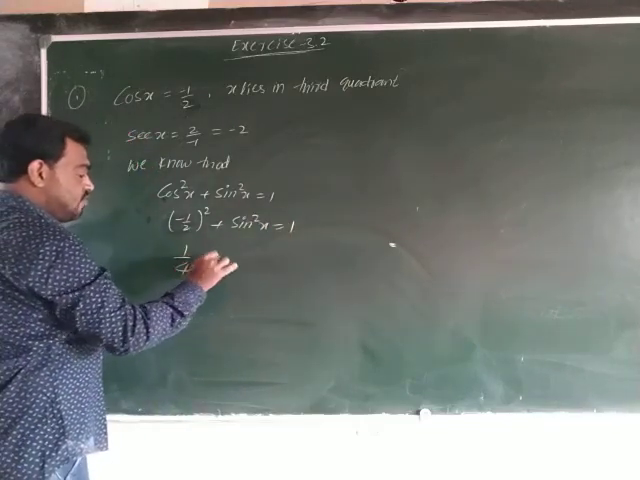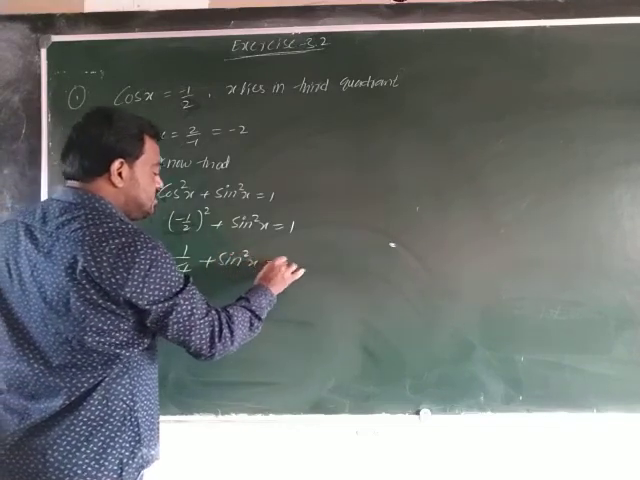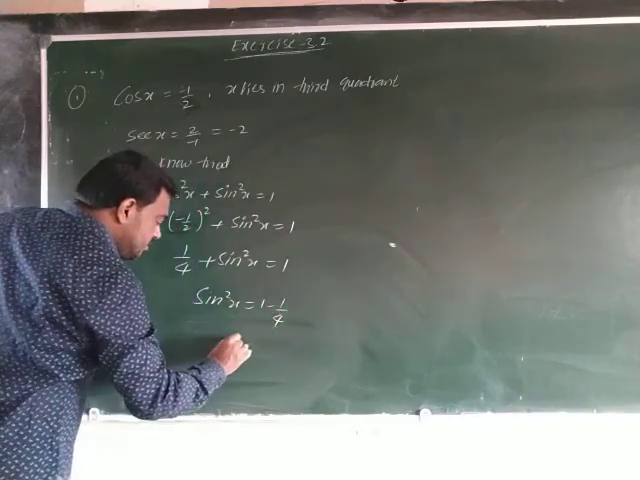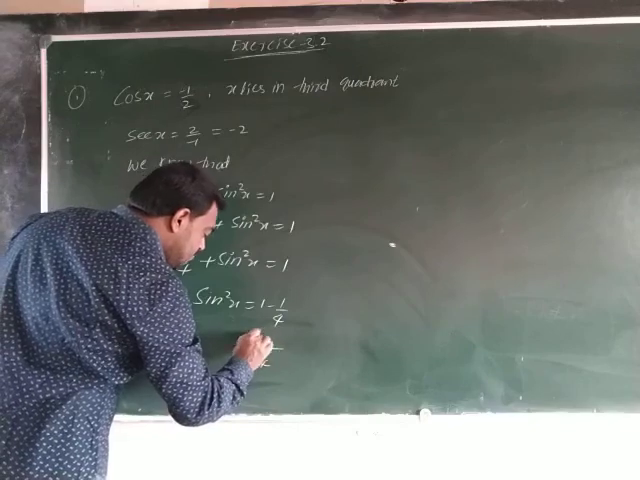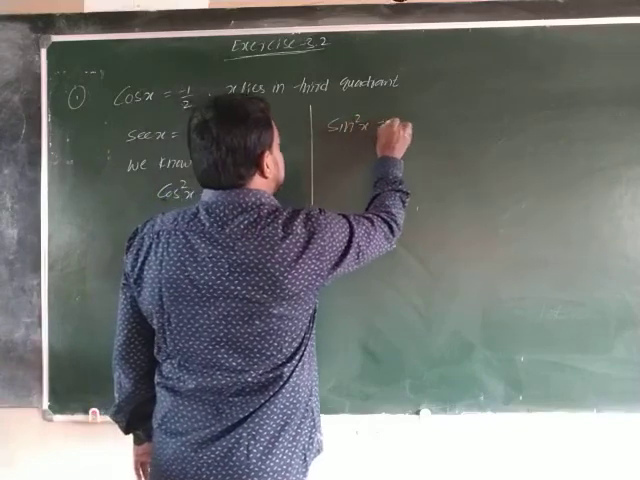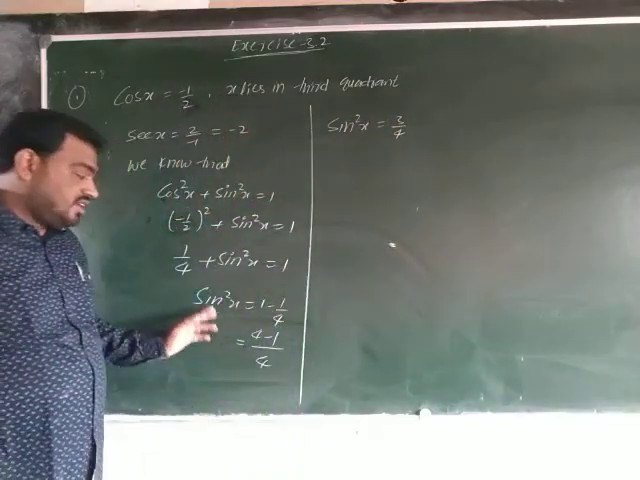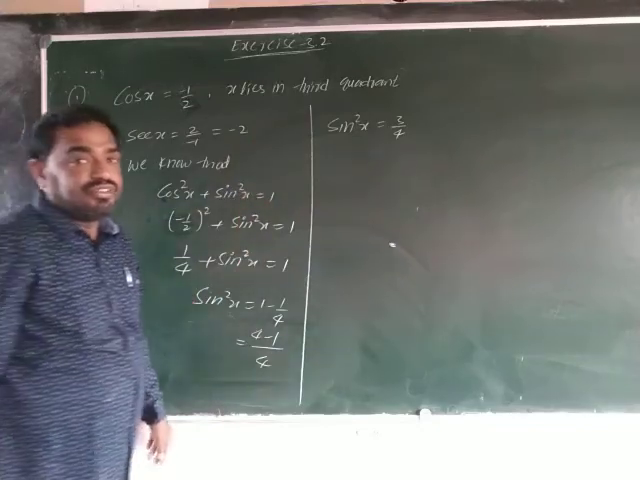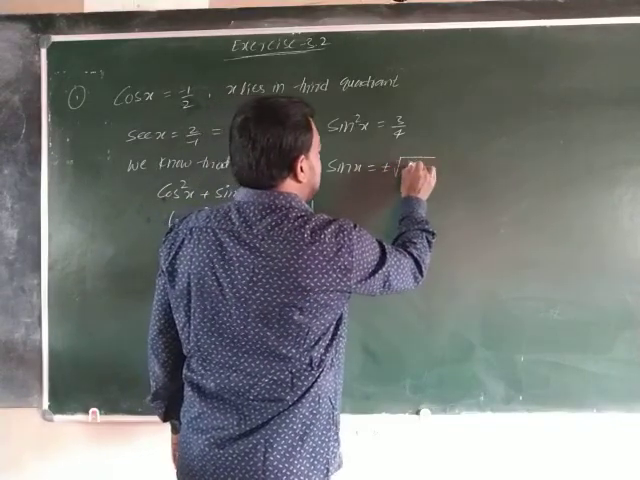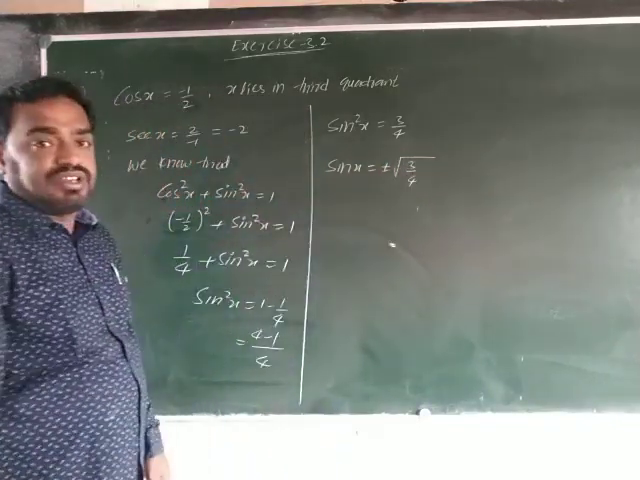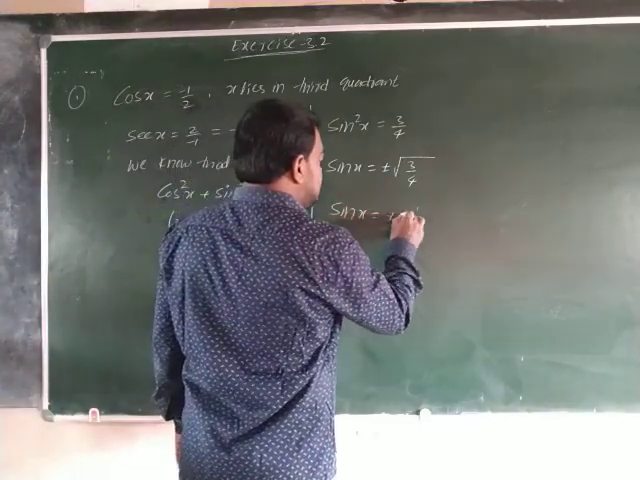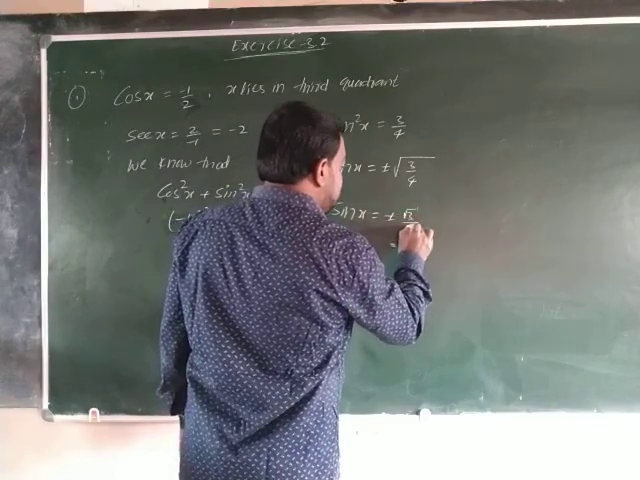That is 1 by 4 plus sin square x is equal to 1. Sin square x is equal to 1 minus 1 by 4. That is, 4 is the LCM, 4 minus 1. So sin square x is equal to 3 by 4. Now sin x is equal to plus or minus square root of 3 by 4. That is sin x is equal to plus or minus root 3 by 2.